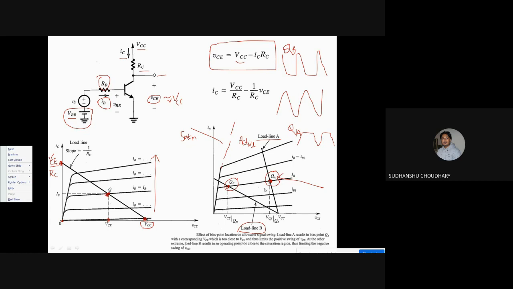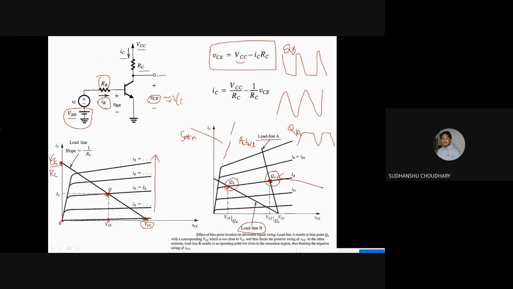When this is close to VDD, IC is 0, that means the transistor is off. No further amplification is done by this transistor if it is off. So when IC is 0 or VCE is somewhere around VCC, which is at this point QA, we avoid these 2 points.